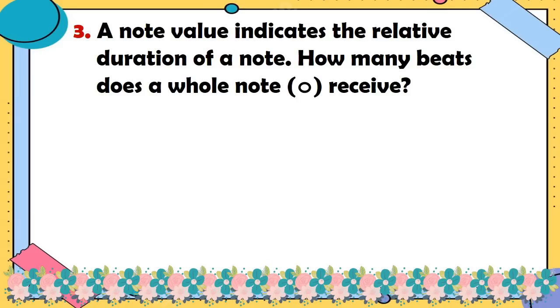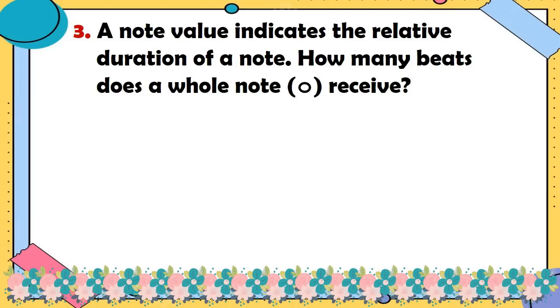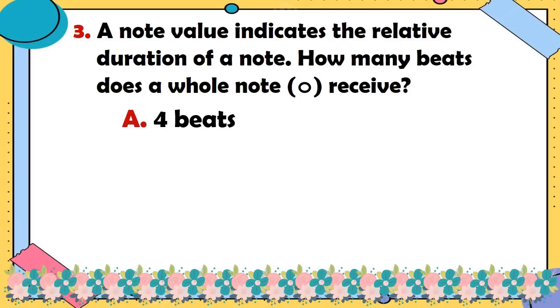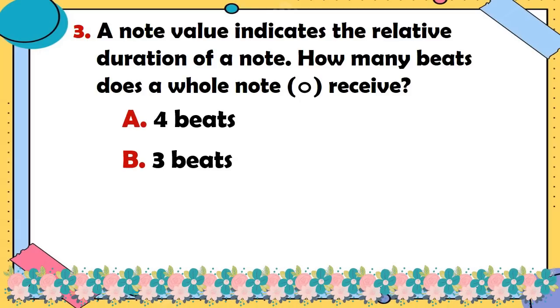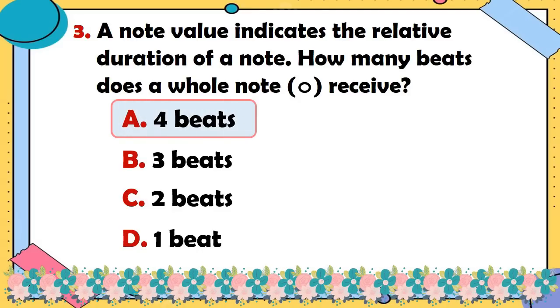Number 3. A note value indicates the relative duration of a note. How many beats does a whole note receive? A, 4 beats. B, 3 beats. C, 2 beats. D, 1 beat. What is the answer? Very good. The answer is letter A, 4 beats.